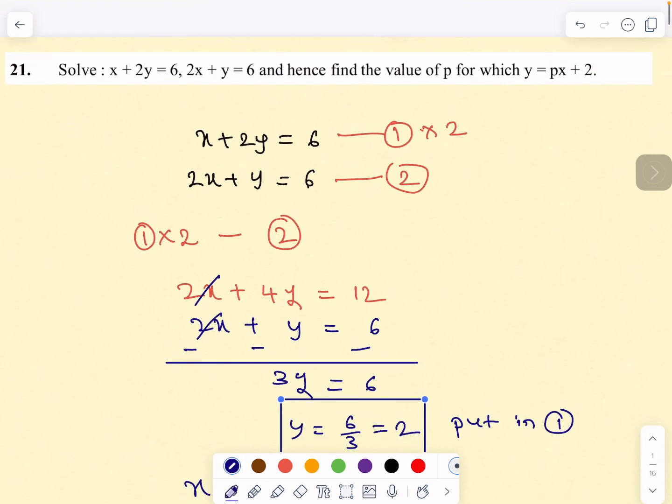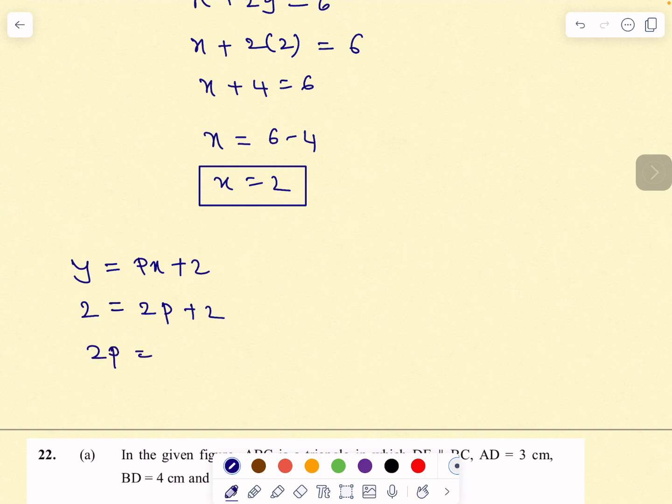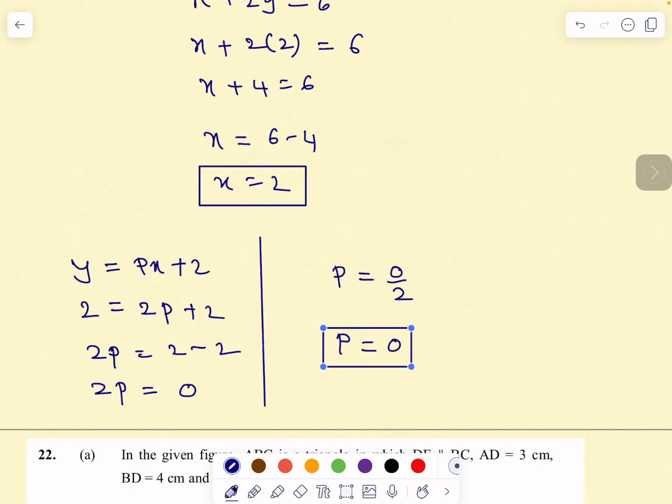Just put this x and y value in the equation y equal to px plus 2. Okay, what is the equation we have here? y equal to px plus 2. To find the p value, substitute the values of x and y. What is the x value? x value is 2, y value is also 2. So 2p plus 2, when you take it to this side it will become minus 2. So 2p equal to 2 minus 2, that is 0, and p equal to 0 by 2, and the p value is 0. So we got the p value of 0.